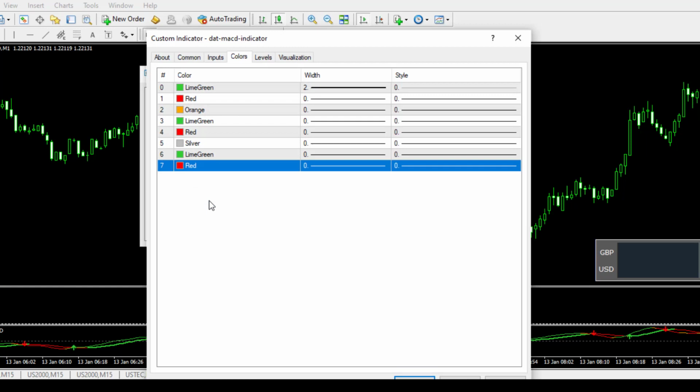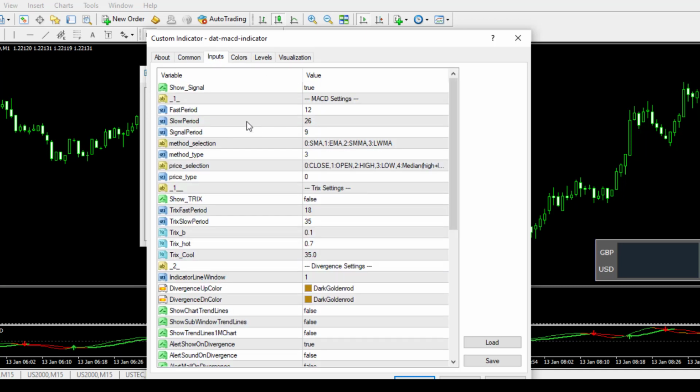Then the last indicator here is this MACD indicator. Here are the colors. You can change them to any color you want, but this is what I am using. Then the input, here are the MACD settings. This is just like normal MACD setting. Fast period is 12, slow period is 26, signal period is 9, and every other thing remains the same. So you can decide to change these values or leave them the way they are.